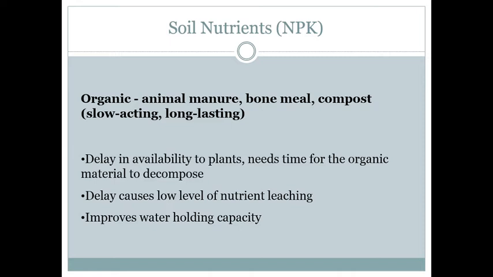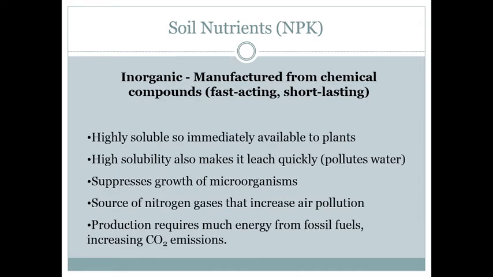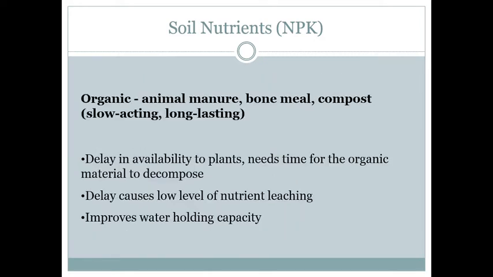So primarily we have organic sources, from animal manure and other animal sources. Then we have also inorganic. So inorganic is manufactured from chemical compounds. It's fast acting but short lasting, compared to organic, which is slow acting but long lasting.